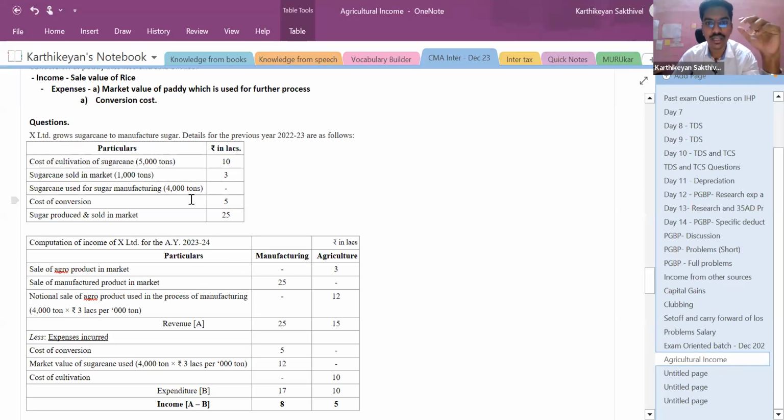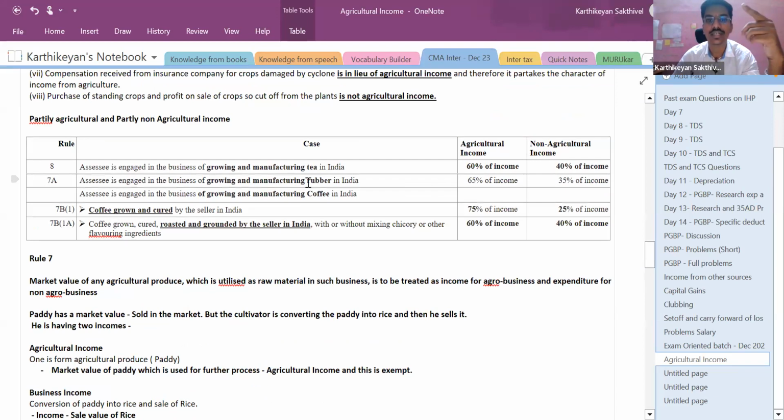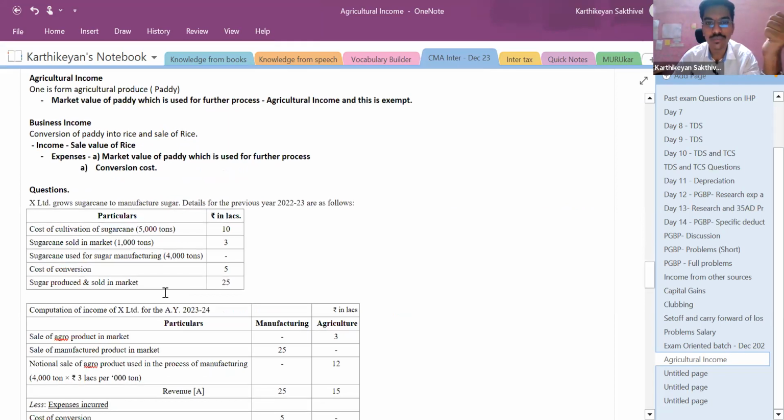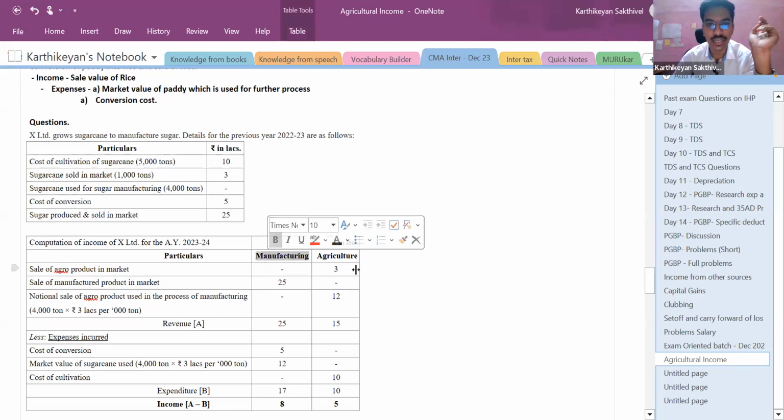So here, is it covered under the specific cases, either tea, rubber, or coffee? None of these three is covered. If it is not covered by these three, we should go for rule number 7. So under rule number 7, whatever agricultural produce is used for further process, the market value is to be deemed as agricultural income. The market value of the raw material is to be treated as agricultural income, and that market value can be claimed as an expenditure in the business income. Right? So basically there are two here. Manufacturing is business income, agriculture is other than business income.